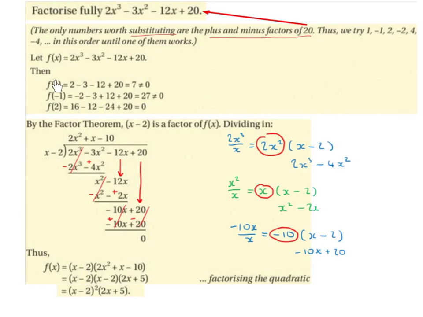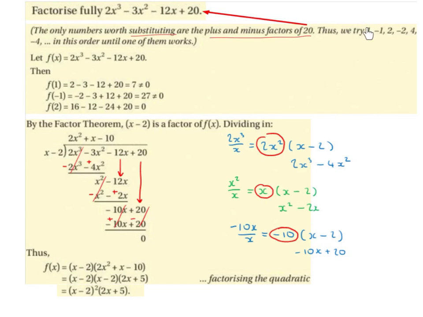Then f of 1 is going to be 2 times 1 cubed, which will be 2, minus 3 times 1 squared, which will be minus 3, minus 12 times 1, which will be minus 12, plus 20. And this is equal to 7, which does not equal 0. So 1 does not substitute into our equation to give us 0, therefore x minus 1 is not a factor.